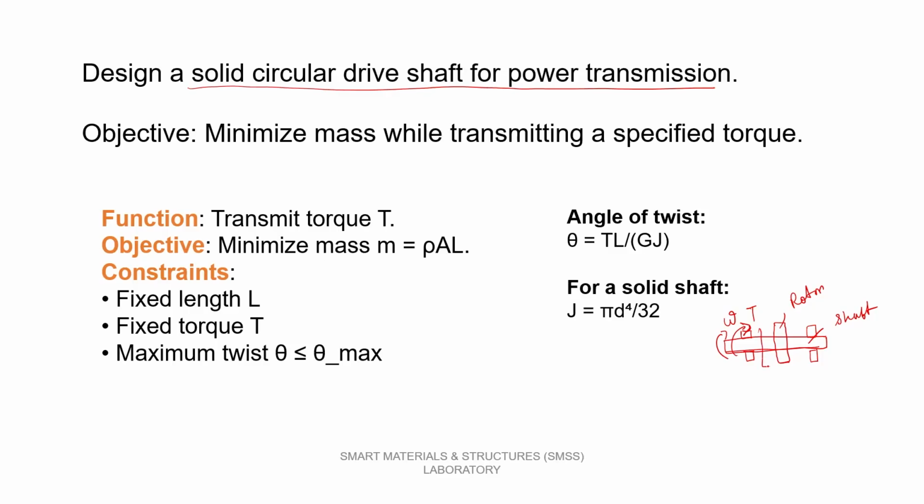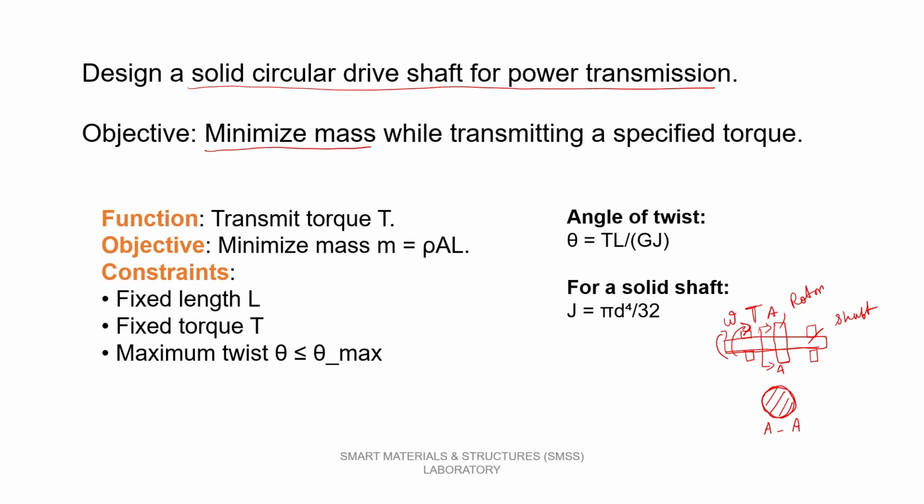Okay. Now, this shaft, suppose I cut it here. In this case what we are assuming is that this shaft has a circular cross section, a solid circular shaft. Okay. So, that is the cross section A. Now, for this what we have to do is minimize the mass of this shaft while transmitting a specific given torque. That is the idea. Okay.